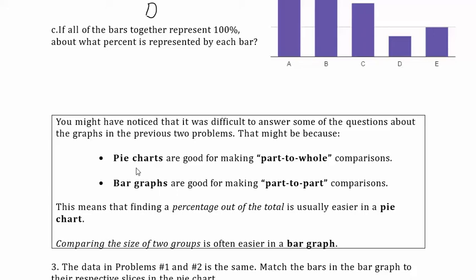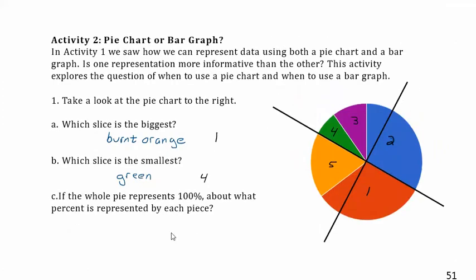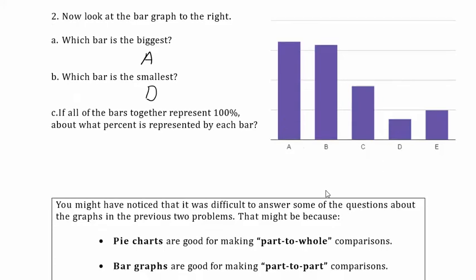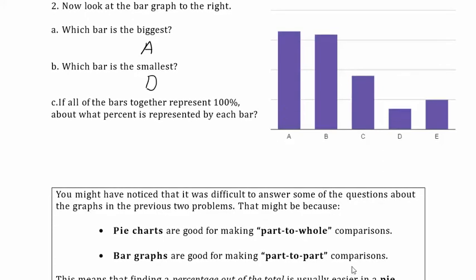That might be because pie charts are good for making part to whole comparisons and bar graphs are good for making part to part comparisons. So when we talk about part to whole comparisons, that's what we need in order to determine a percent. The part to whole comparison gives us the percent. So that's why it was easier to figure out the percents in the pie chart, where it was difficult to figure out the percents in the bar graph, because the bar graph is really good for making part to part comparisons. How does part A compare to part B?